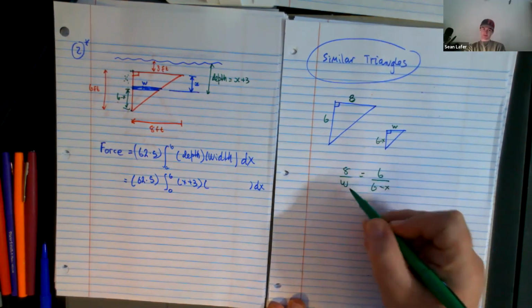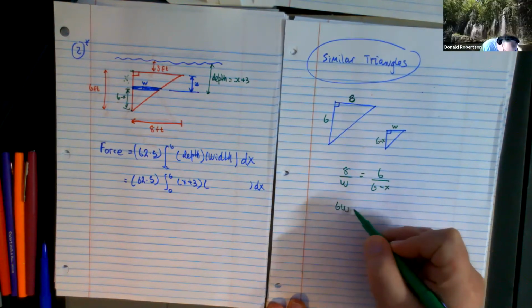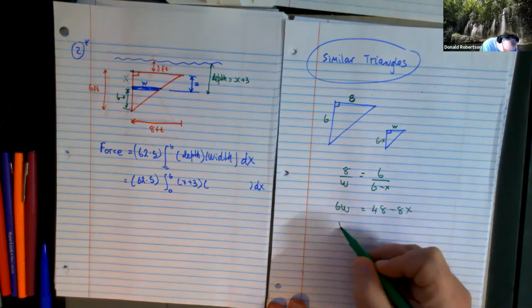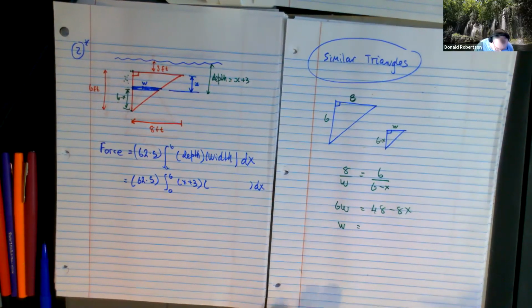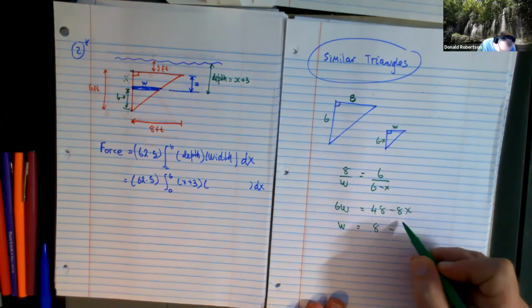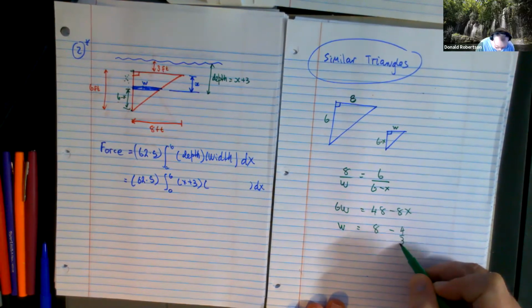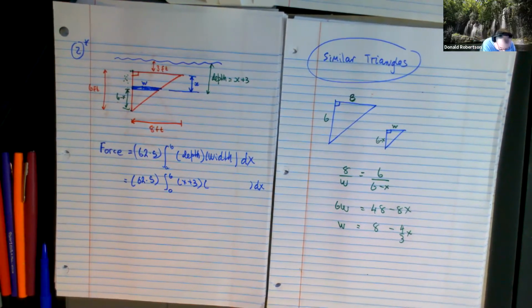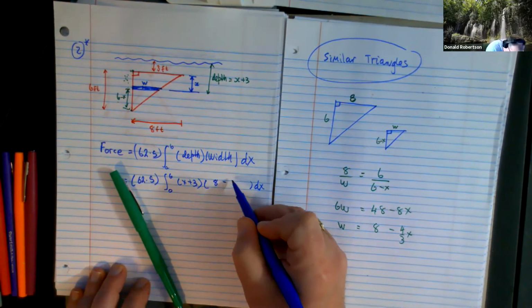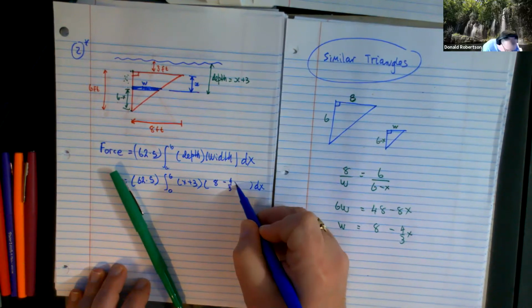Cross multiply. So 6W is 48 take away 8X. And then would you agree, divide everybody by 6? That's 8, and that's 8 6, which is just another way of saying 4/3. Which means I now have W equals 8 take away 4/3 X.